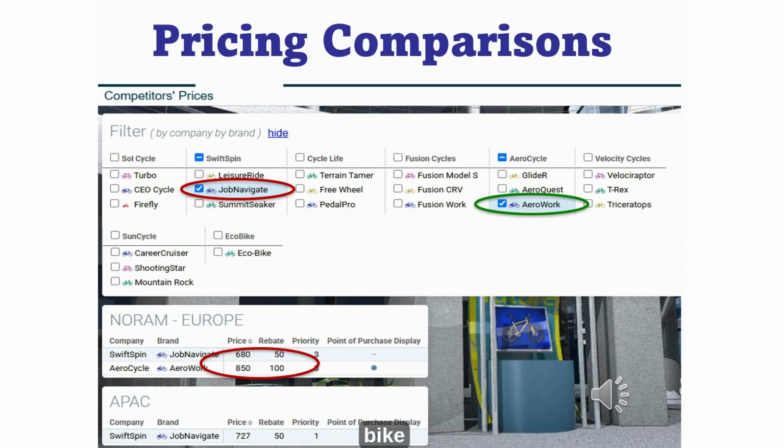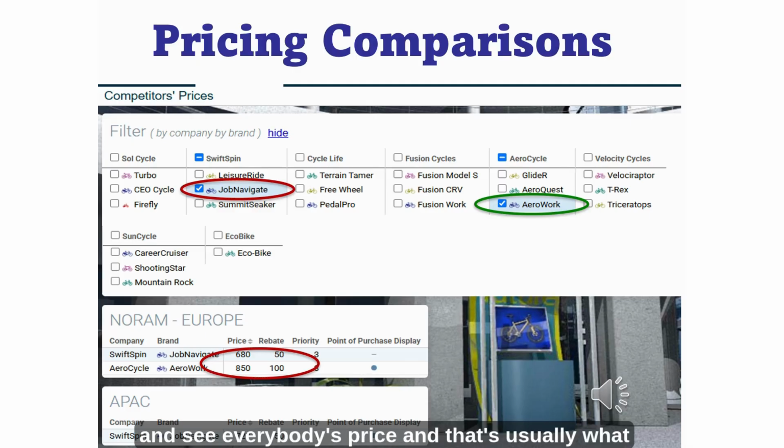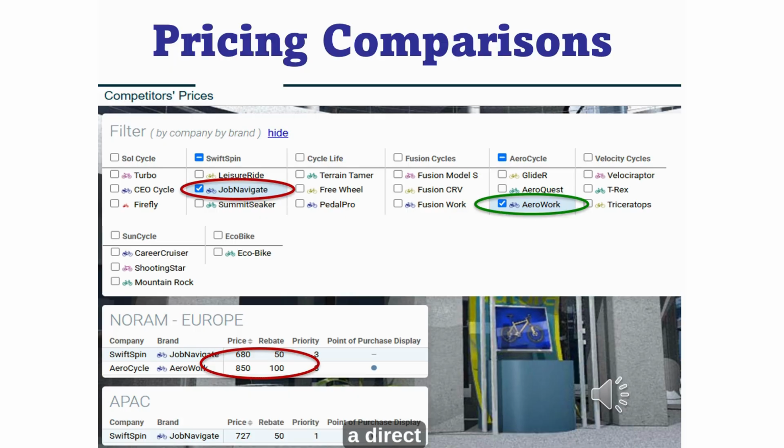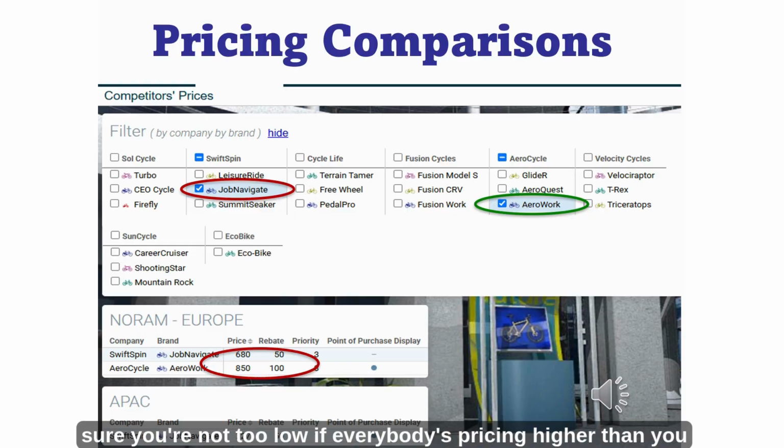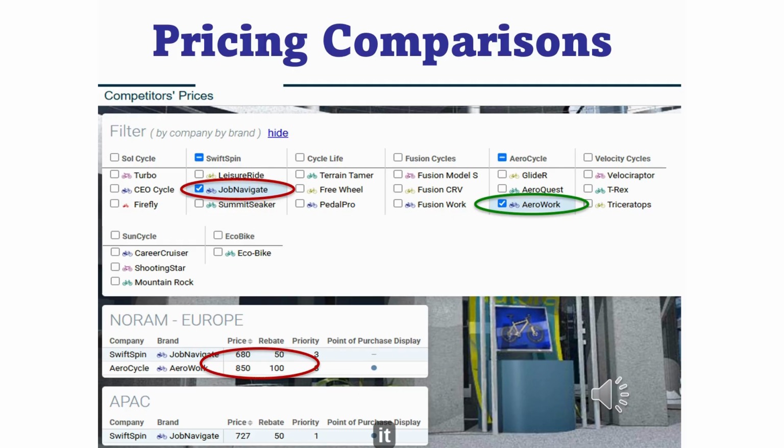You compare each and every bike with your competitors. We could highlight all the work bikes and see everybody's price, and that's usually what I do. But for this example, I just showed you a direct comparison of two. And then you have to do that. You do all the work bikes, you do all the youth bikes, for sure, because they're price sensitive. For rec, mountain, and speed, not so much. I'd still look at them, but mountain and speed are not price competitive. You might want to make sure you're not too high, but you definitely want to make sure you're not too low. If everybody's pricing higher than you in mountain and speed, then you're definitely too low.